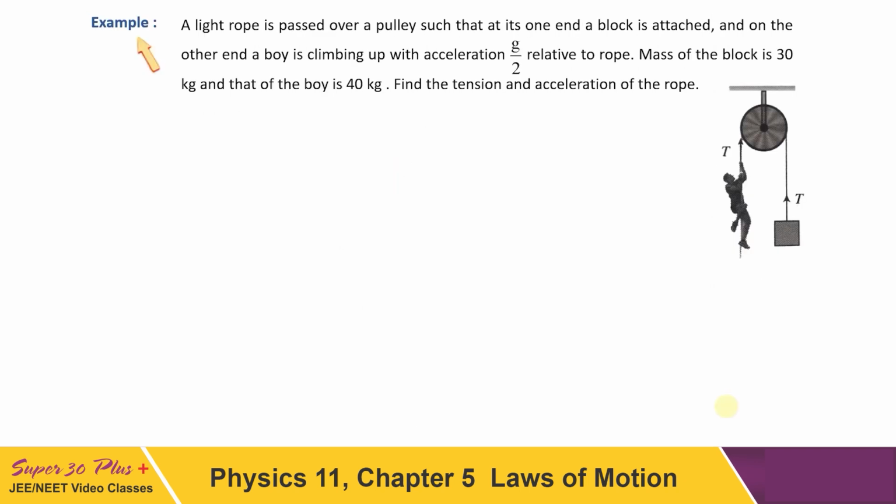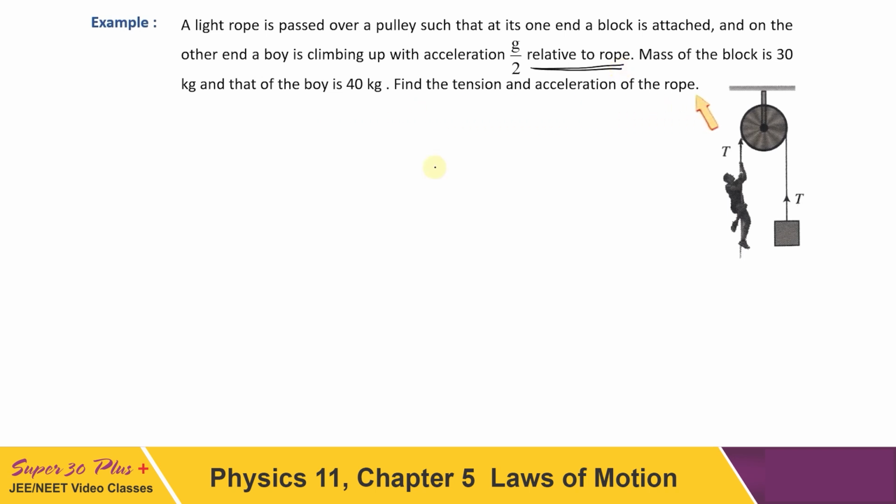One more example here I have taken. A light rope is passed over a pulley such that on its one end a block is attached and on the other end a boy is climbing up with acceleration g by 2 relative to rope. This is very important. Mass of the block is 30 kg and that of boy is 40 kg. Find tension and acceleration of the rope.